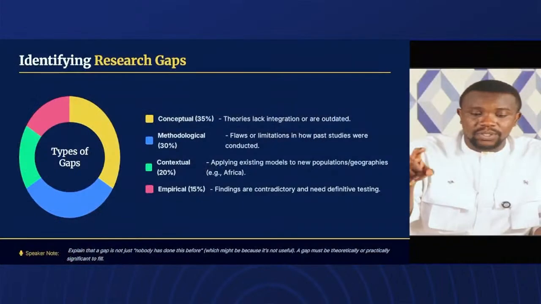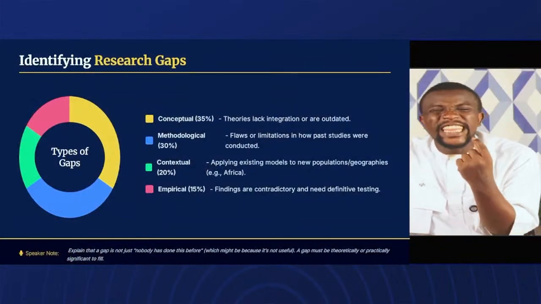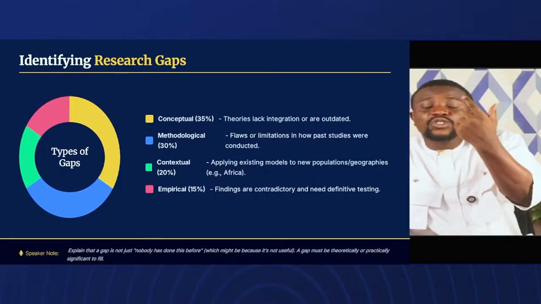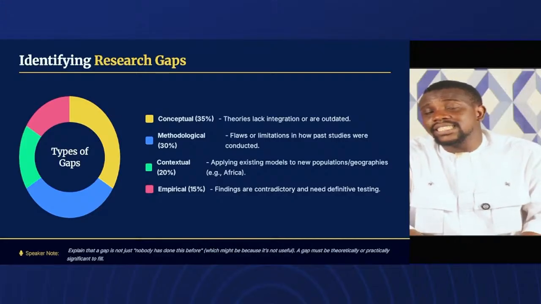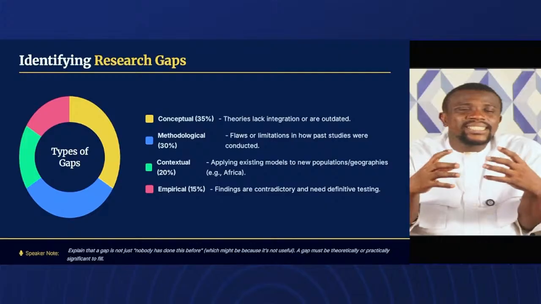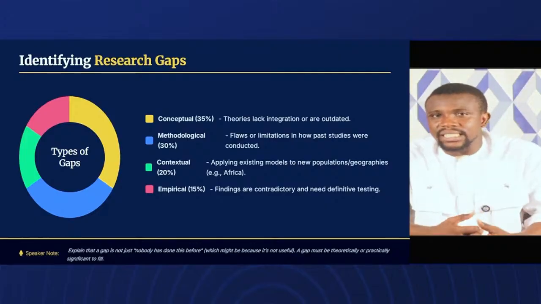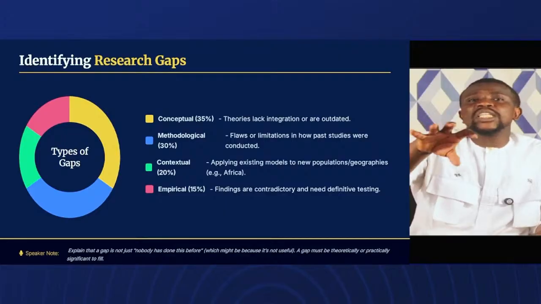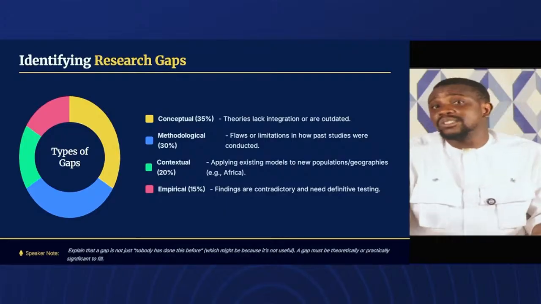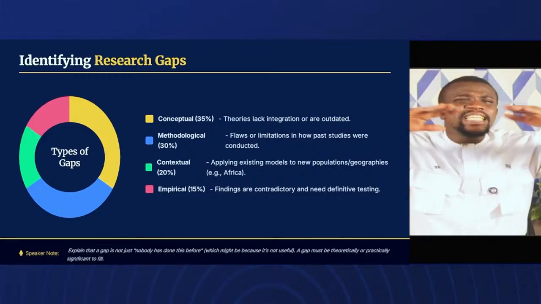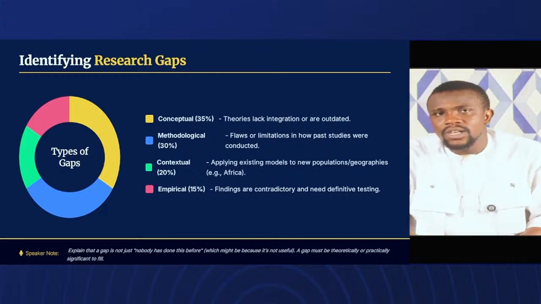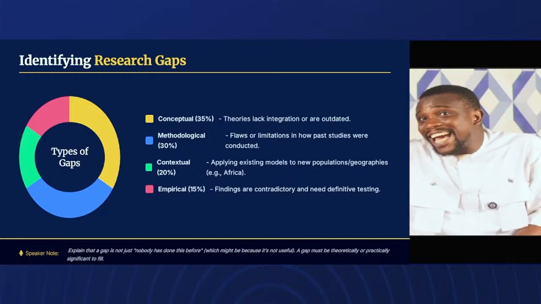Then we have what we call methodological literature gaps. What does that mean? It means a limitation in how past studies were conducted. Let's assume that the past study conducted in that specific field was conducted in a laboratory setting. That is a limitation, because that which is conducted in a laboratory or in a university might not be replicable in a field experiment. That is a gap. So you might want to move from an experimental to a field study.